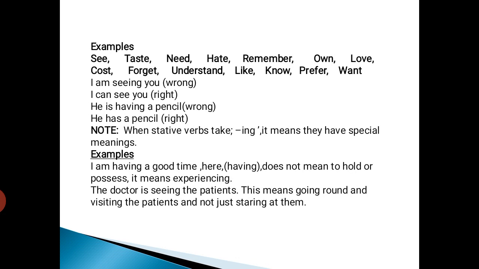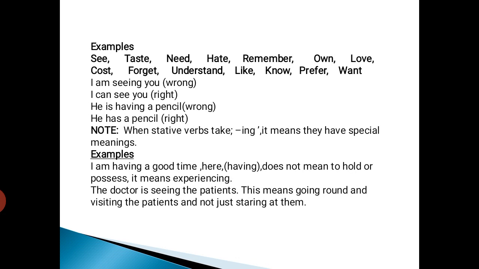So what are we talking about in this case? We don't use them in the present continuous tense with ing to mean the same as others. For example, it is wrong to say, I am seeing you. Rather, we can say, I can see you. It is also wrong to say, he is having a pencil. It is wrong. Rather, we can say he has a pencil.